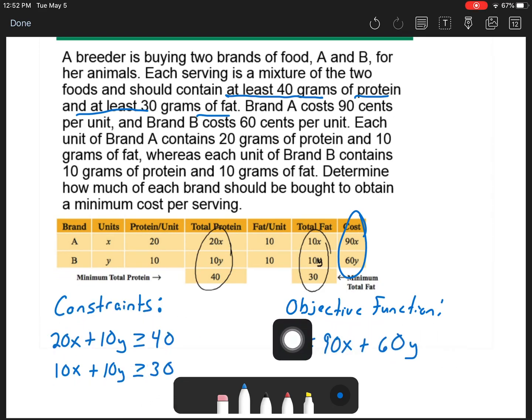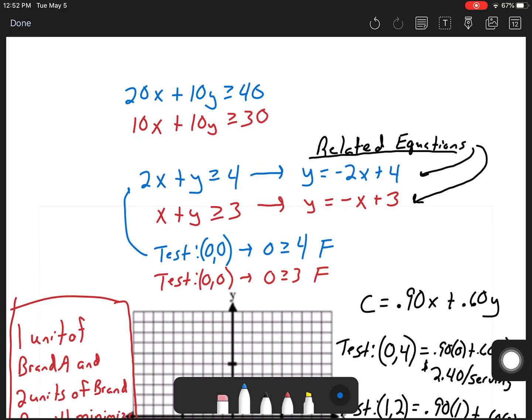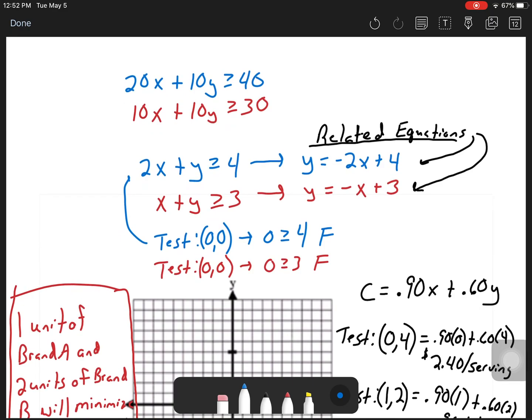Okay, then over here, our objective function. Our objective function has to do with the money involved, and that comes from what they told us here. It's 90 cents per unit of brand A, and then brand B is 60 cents per unit. So what we want to do, we're just going to call that cost, and we want to minimize this. So this will be testing our feasible values in this and seeing which one gives us the lowest cost. All right. So on the next slide, I do have this one worked out because there's a lot here. So let's talk through this.